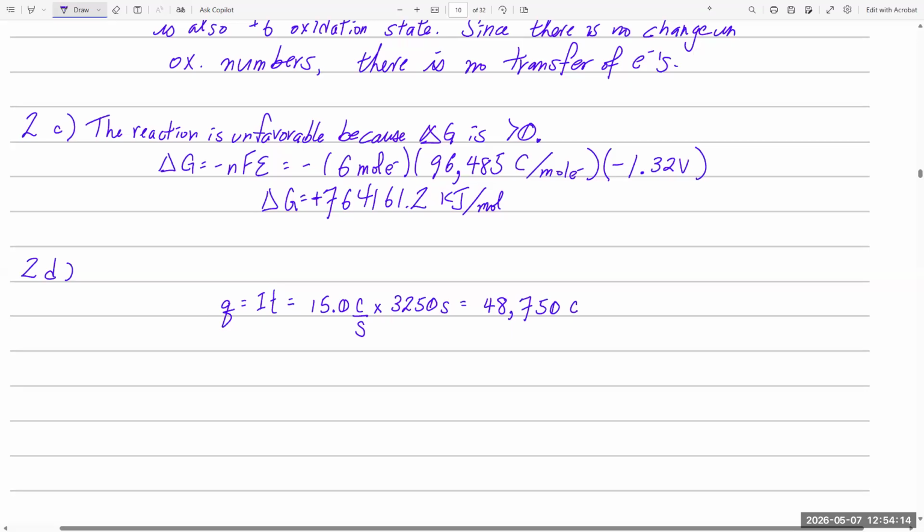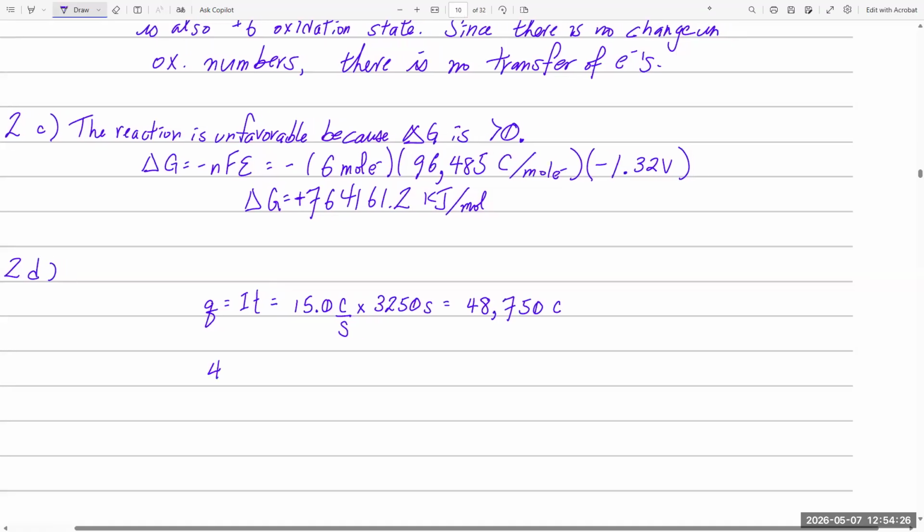They want to know the number of grams of chromium, right? So we want to know how to convert this into a mole. Well, we do have that. It's Faraday. Remember Faraday? So we know that it's 48,750 coulombs. And if you divide by Faraday, that's going to give you the answer, right?